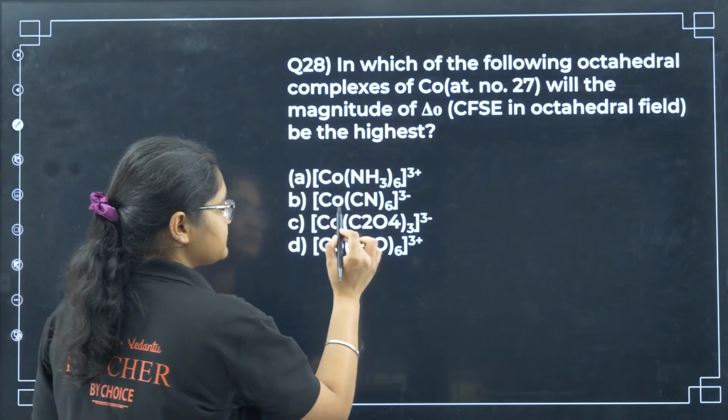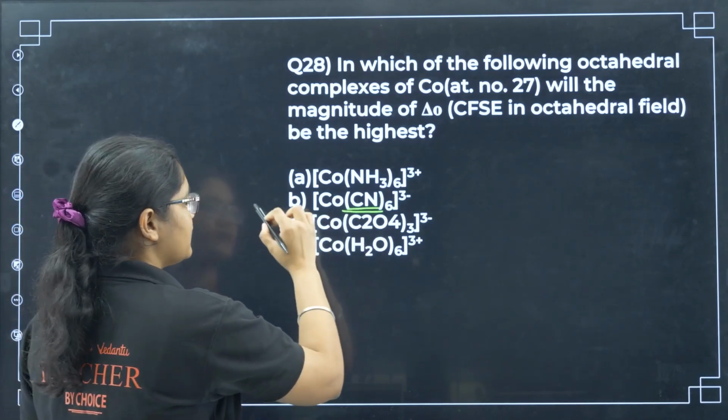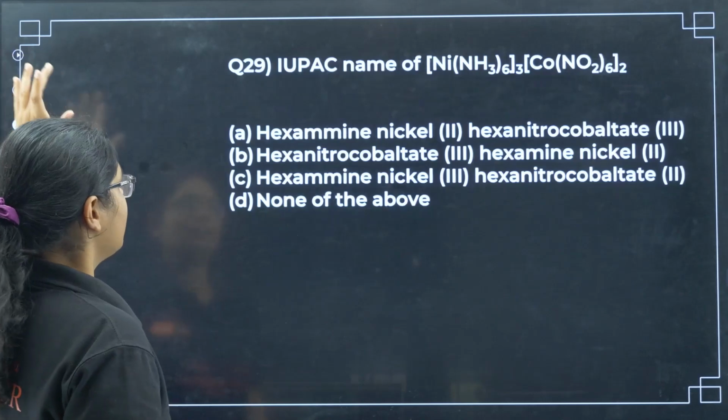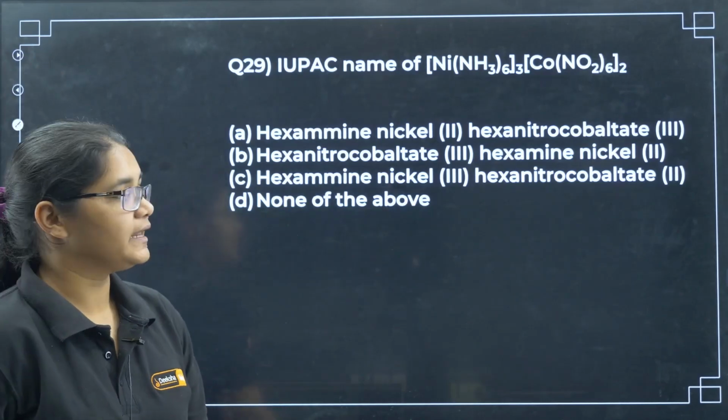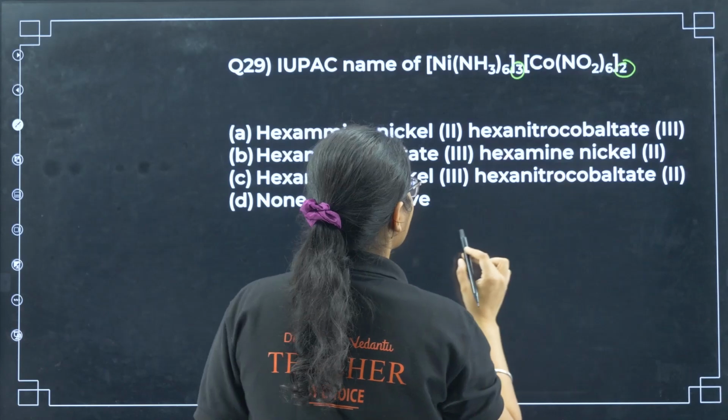So if you see in the spectrochemical series, CN is a very strong field ligand, so here there will be maximum splitting or maximum CFSE, option number B. Next, IUPAC name of the given compound. Now see, when I am writing this 3 and this 2, that means what?